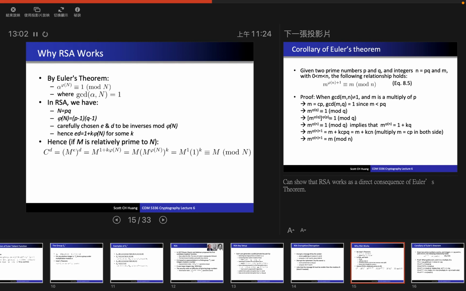They're multiplicative inverses of each other, mod phi n. So mod phi n works on the index level. This is the index level. So for anything that's a multiplicative inverse, mod phi n, if you multiply them, you will end up with this relationship.